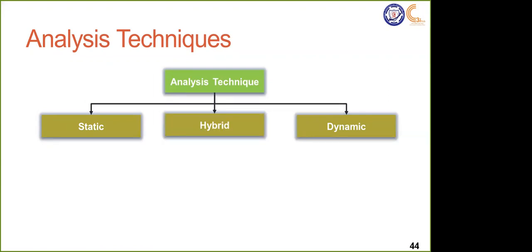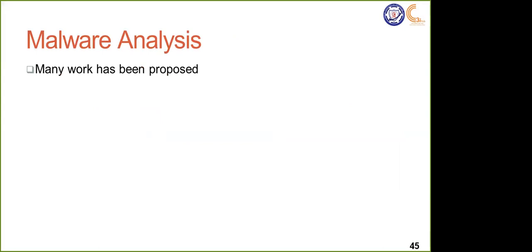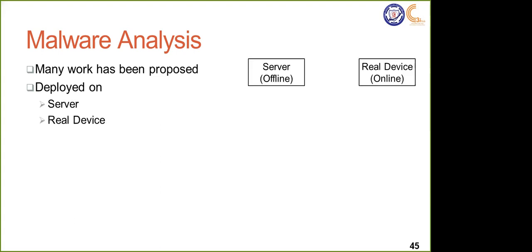Malware analysis techniques are broadly classified into three categories: static analysis, dynamic analysis, and hybrid analysis. Hybrid analysis is the combination of both static and dynamic. In static analysis, we analyze an application without executing it, whereas in dynamic analysis, we execute an application inside a controlled environment to monitor its behavior. Many works using these techniques can be deployed on a server machine to analyze applications offline, like Google Bouncer, which Google has deployed to detect malware on the Google Play Store, or they can be deployed on a real device.